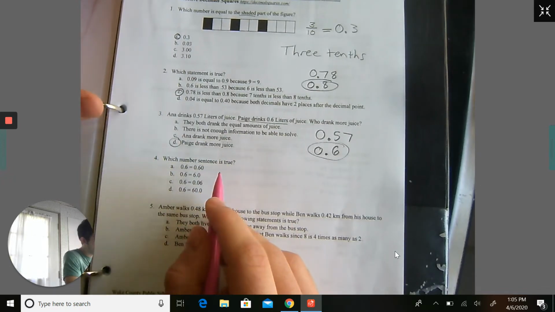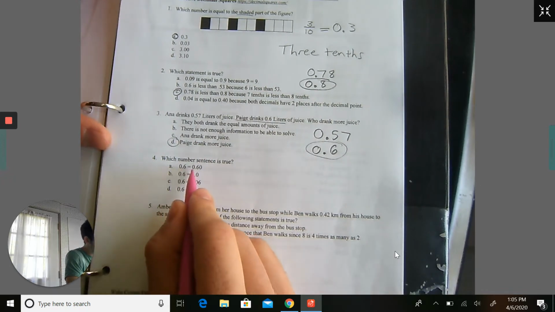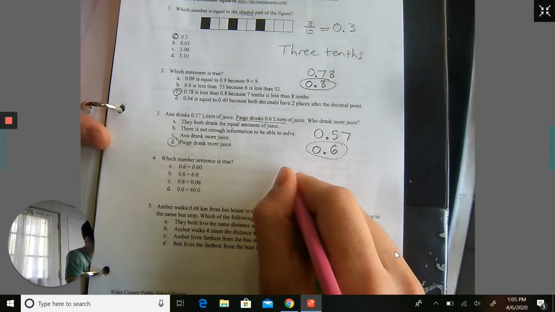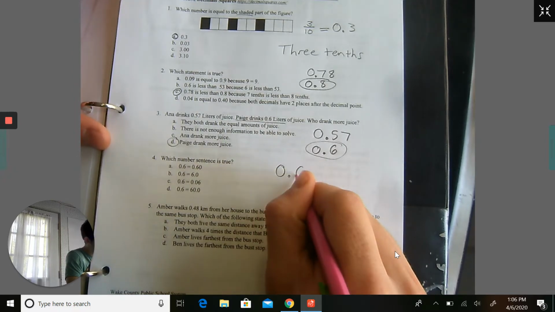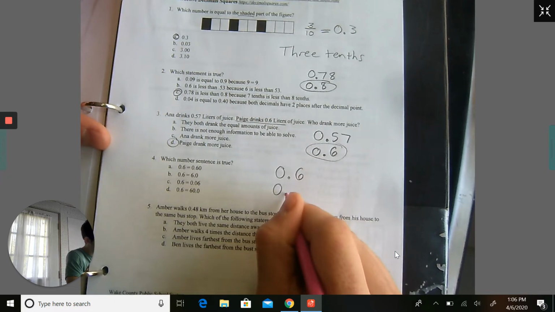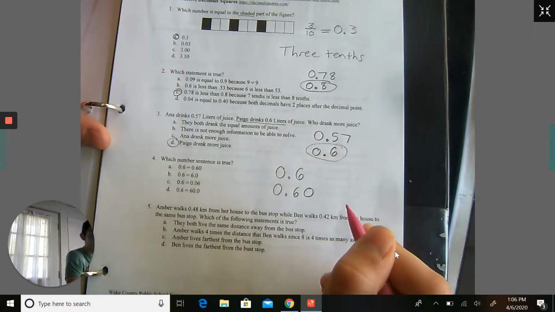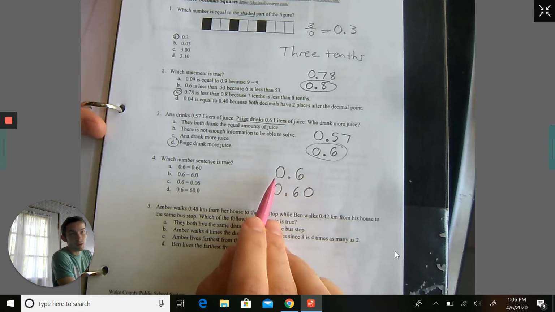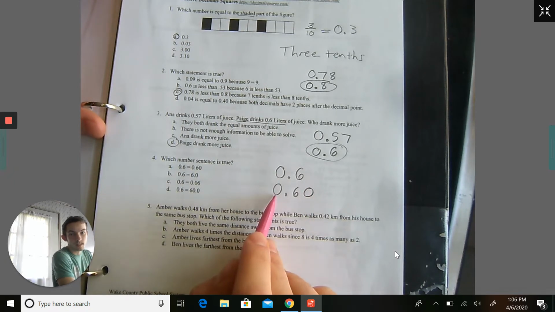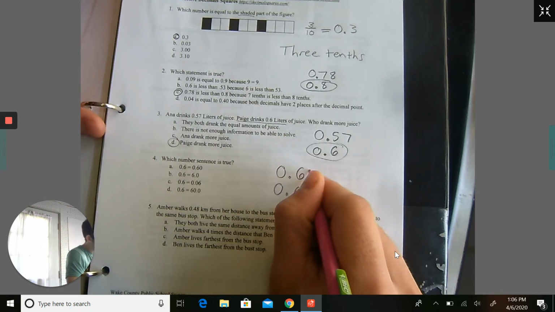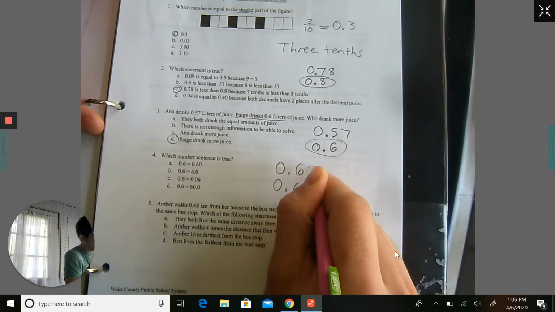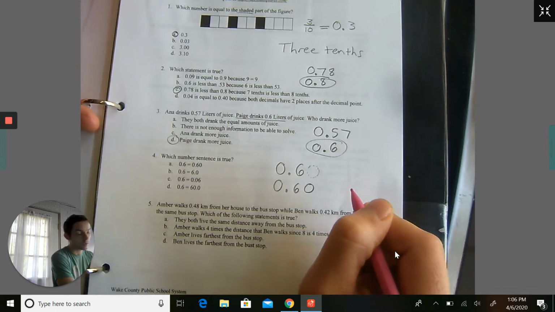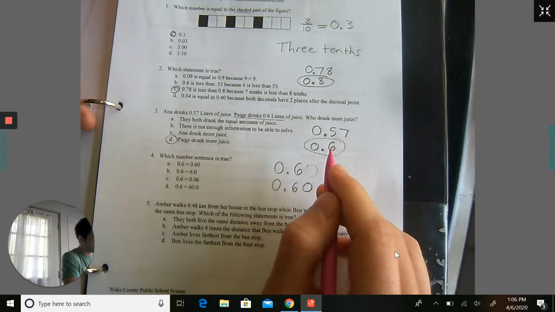Which number sentence is true? Is it 6/10 equals 60/100? Let's see. If I write this out, 0.6, 0.60. I want you guys to think to yourself, when we're comparing, we always start in the ones place. We see that's different. Decimal, tenths place, same digit. And here we would have a 0 because 6/10 is equal to 60/100. So therefore, it has to be A.